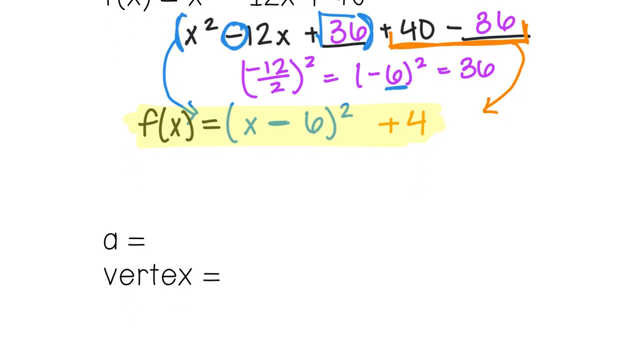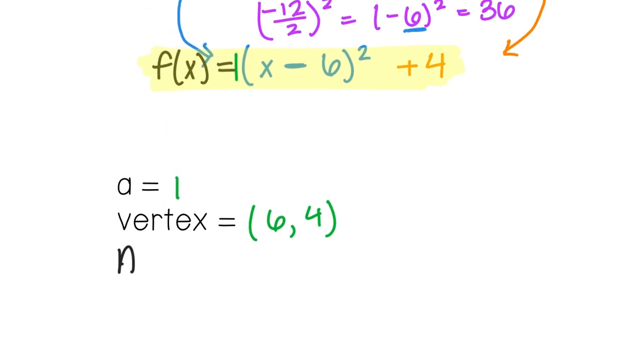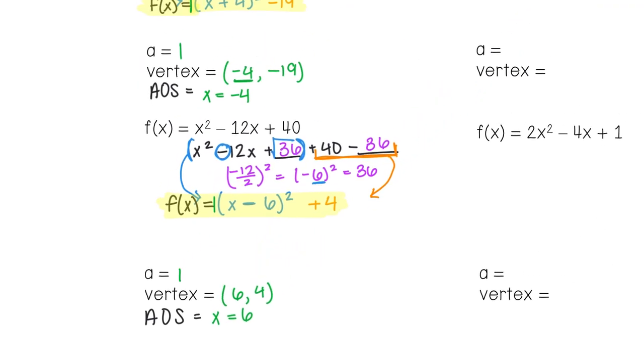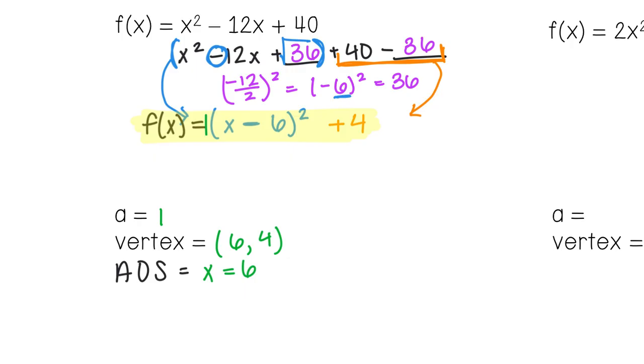So A is going to be 1, because remember there's a 1 in front. My vertex in this case is going to be 6, comma, 4. Okay, my H is 6, and 4 is my K. And let's just go ahead and find what is my axis of symmetry. X equals 6.